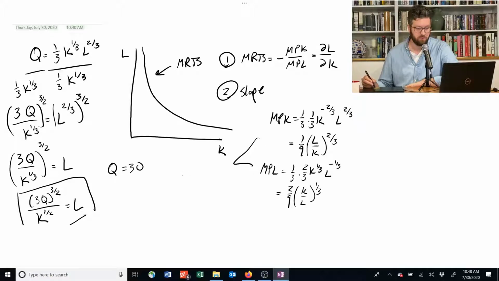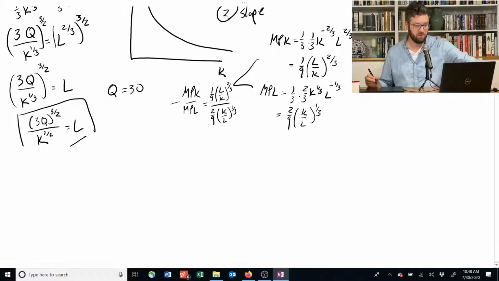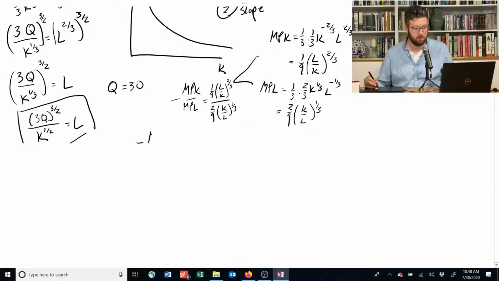So if we do MPK divided by MPL, we need the negative of that, we're going to have 1/9 times L over K to the 2/3, divided by 2/9 times K over L to the 1/3. Okay? Now, since we're dividing by this, let's use our reciprocal rule and rewrite it. I'm going to run out of space here, so I'll move it up a little bit. One-ninth divided by 2/9 is just 1/2.